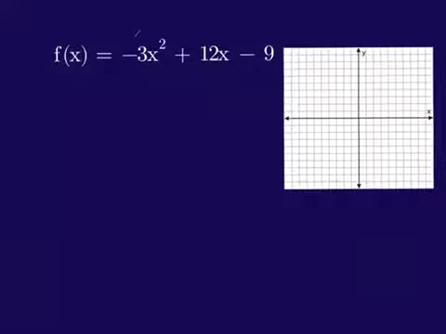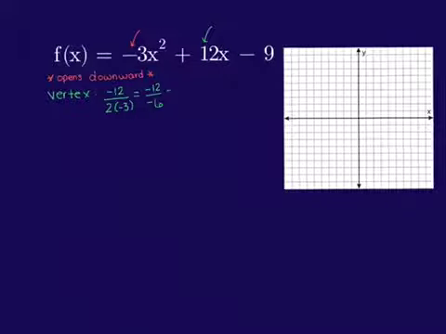Okay, this last one has a negative leading coefficient, so this one is going to open downward. So same thing we've been doing. Next we're going to move on to our vertex, and we're going to start by finding the x value. So we need the opposite of b, so -12 over 2 times a, which is -3. So -12 over -6 is equal to 2.